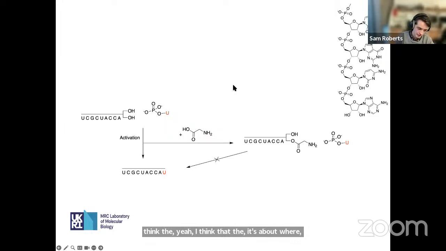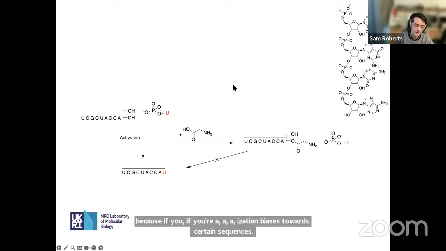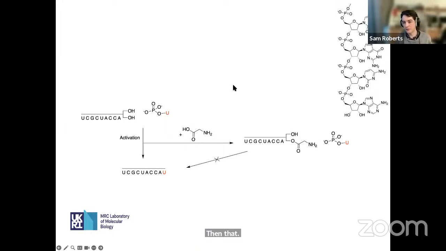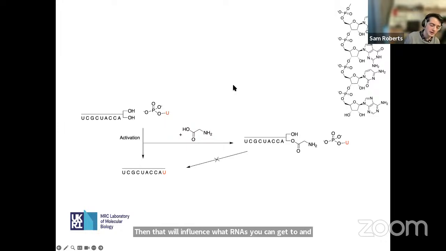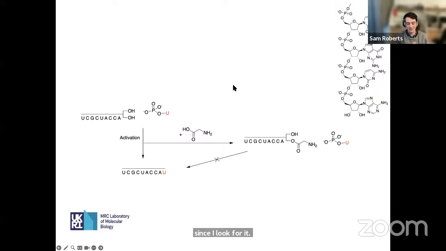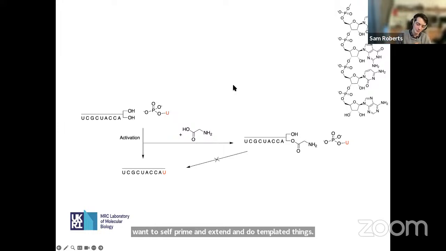And I think that's a super interesting question, right? And it's why I find this oligomerization idea really interesting, because if your oligomerization biases towards certain sequences, then that will influence what RNAs you can get to and what functions you can get to as a result, right? So over lockdown, I swear I read this paper, or this idea, but I cannot find it anywhere since I've looked for it. I'm fairly sure it was Orgel, but anyway, essentially when you have an elongating strand, at some point it's going to be long enough that it can fold back and interact with itself. And when it does that, it's going to want to self-prime and extend and do templated things. And then that builds a hairpin, right? And so you have now a hairpin loop with a double strand. And if you keep doing that, that's going to run off and then become random again and then interact with itself. So in theory, you could start to make polyhairpins if you could do that.